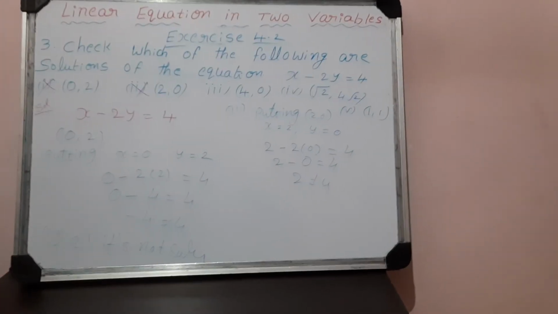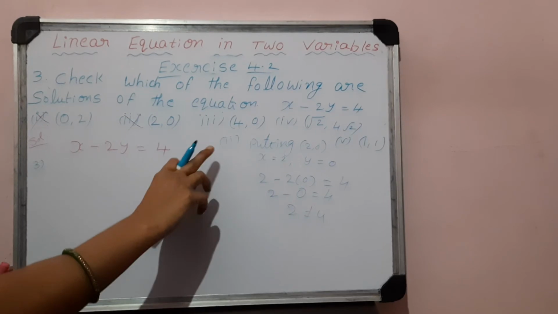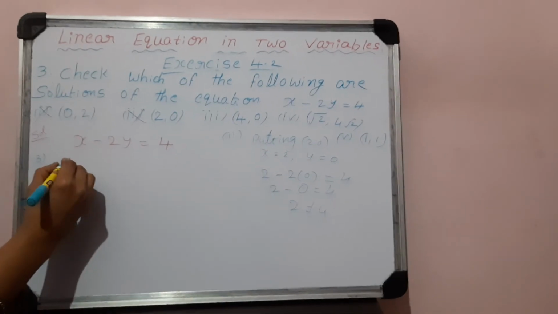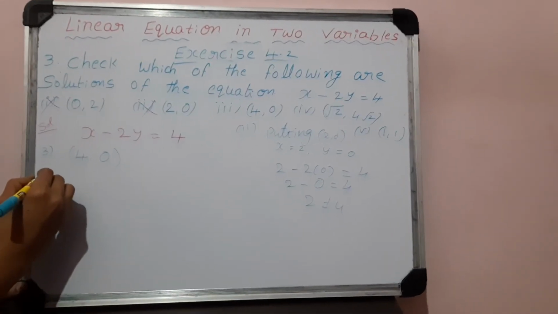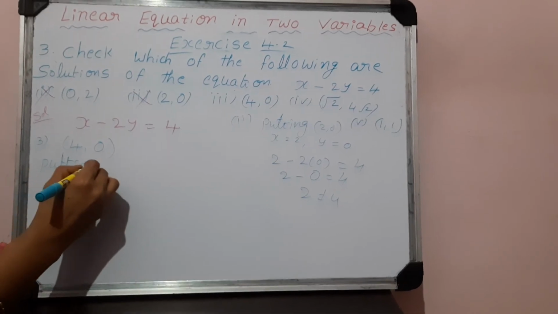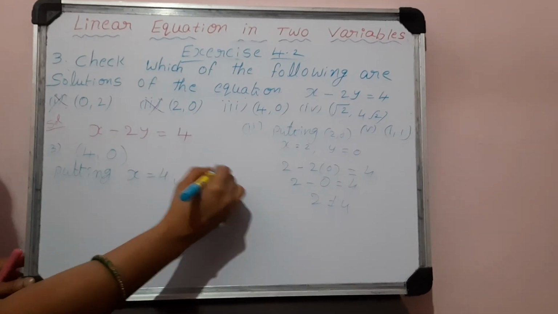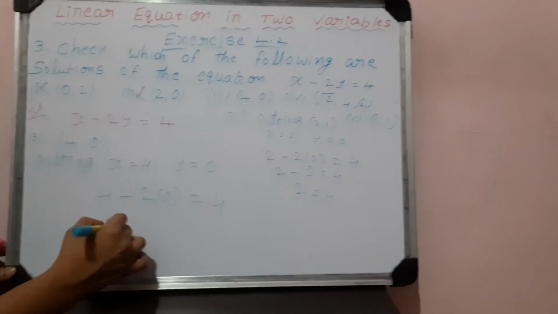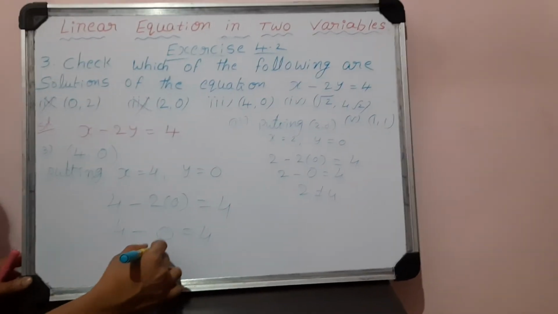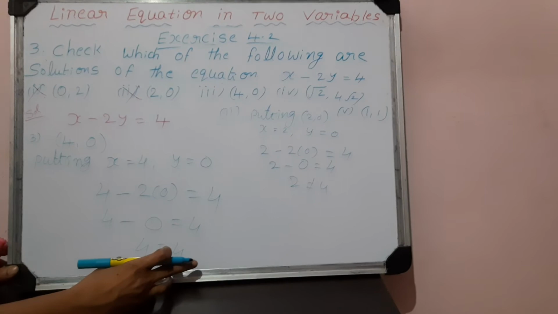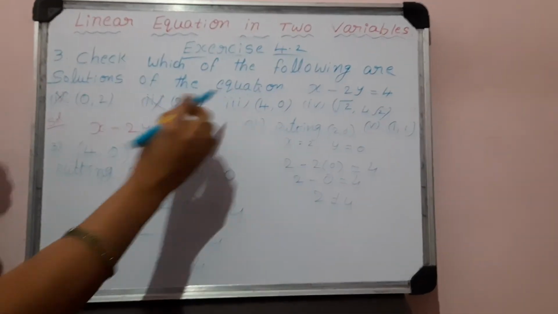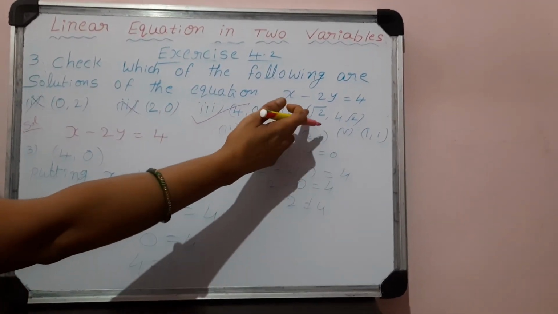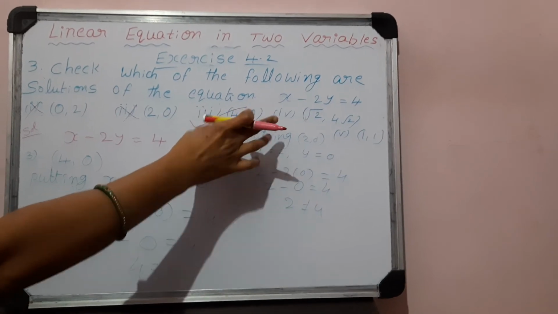Now, the third case, 4 comma 0. Putting x equal to 4 and y equal to 0. So 4 minus 2 into 0 equal to 4. 4 minus 2 into 0, that is 0, equal to 4. Then 4 equal to 4 you got now. So this is satisfied. Which option is suitable? Third option is suitable. No need to do the fourth one and fifth one. Enough. You got the answer here only. That's it.